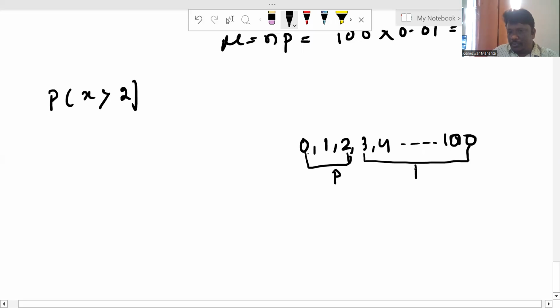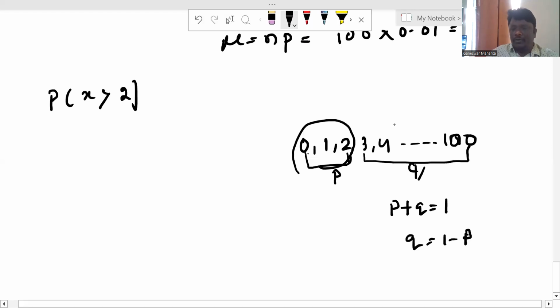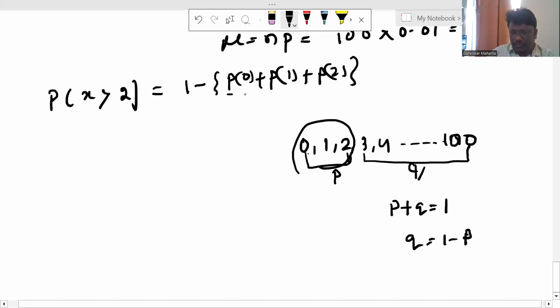So P plus Q is equal to 1 according to the condition of probability, so Q is equal to 1 minus P. But we need to evaluate the probability of more than 2 defective, meaning we need to evaluate the probability of all these values and add them together. Otherwise, we can say 1 minus the probability of 0 plus the probability of 1 plus the probability of 2. We can evaluate this function by using the probability distribution function with the mean of the given function.